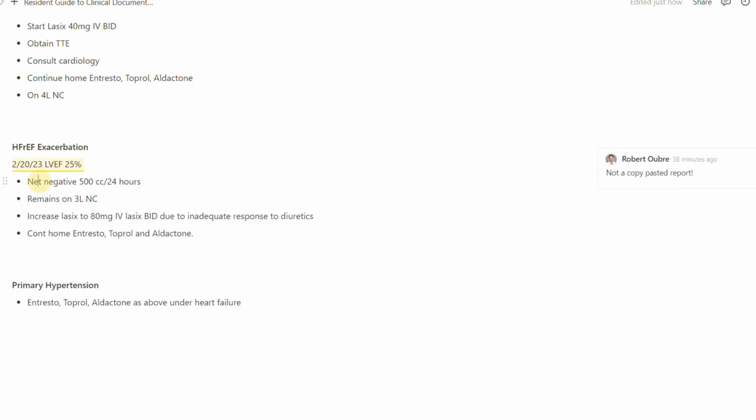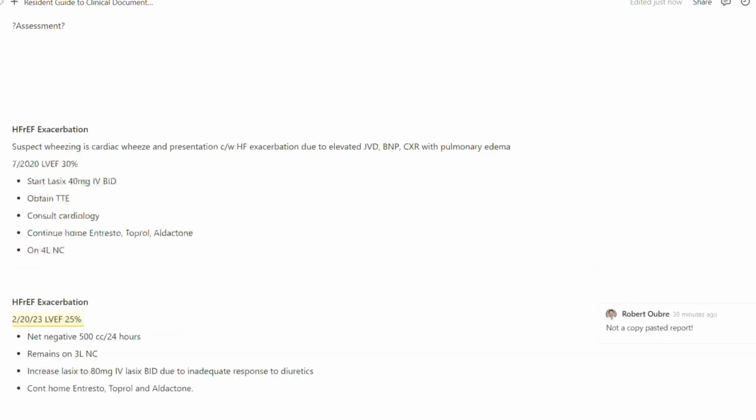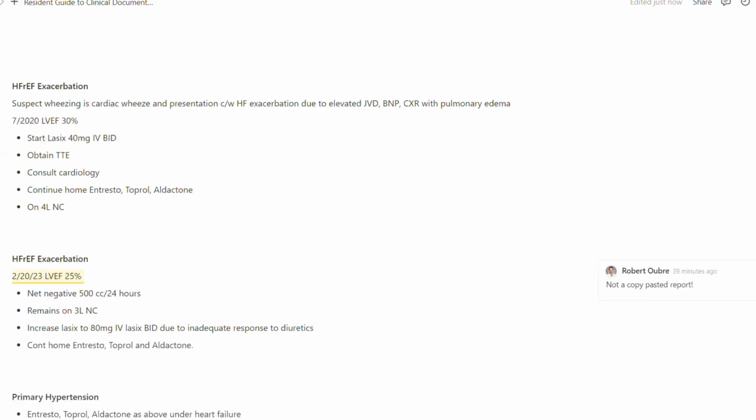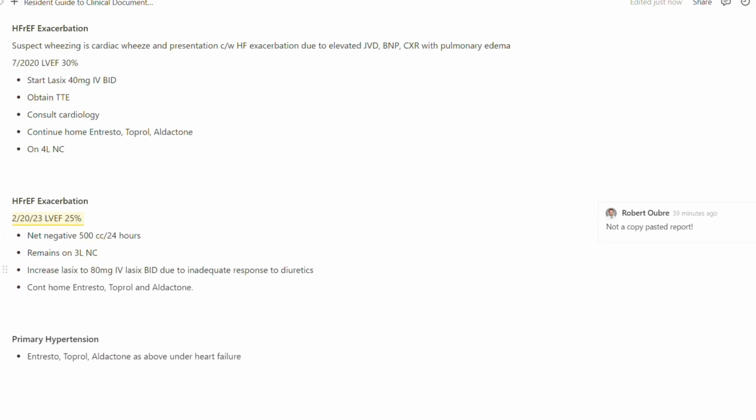I'm including the net negative every day to help me keep track, especially if you have multiple heart failure patients. Sometimes you can lose track of all these. This helps me keep track and also relays maybe why we're increasing the Lasix. Remains on 3 liters nasal cannula. And again, this is all much easier to read. I don't have duplicated information like this person did up here.